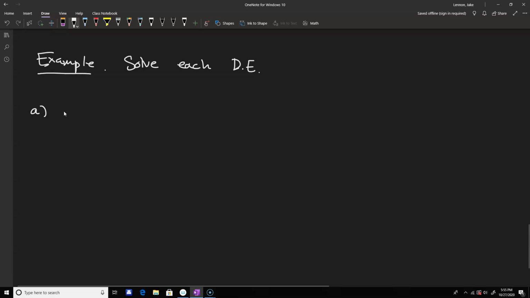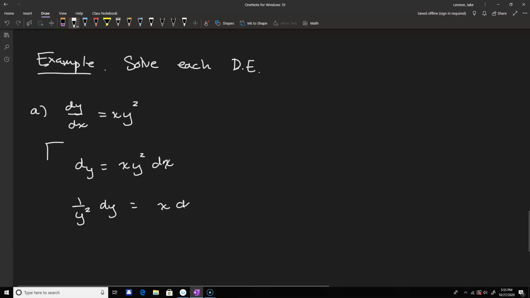So A, let's say we have dy over dx equals x y squared. So this is not too far off what we did previously. So again, we separate the variables by first multiplying by dx. So we have dy equals x y squared dx. So our x's are on the right. To move the y squared to the left-hand side, we'd have to divide both sides by y squared. So we have 1 over y squared dy would equal x dx.